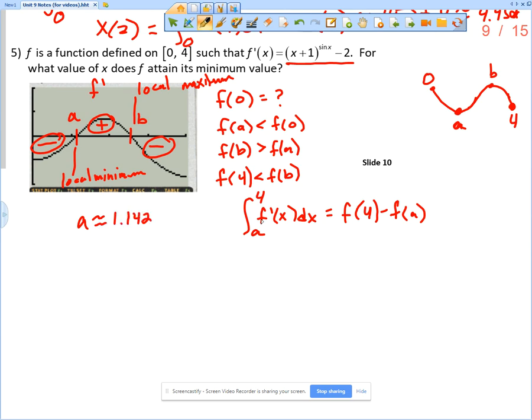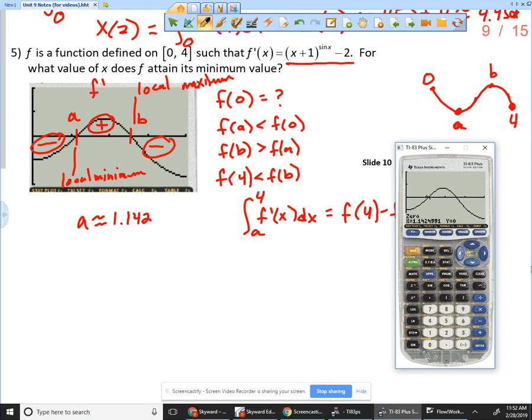So when I do this calculation, I'm going to integrate from 1.142 to 4. All right, so now back to my calculator. Get out of this screen, go to your normal calculate screen, and I'm going to type in math 9. And I'm going to type in the function. So what is the function? X plus 1 to the sine x minus 2. Or remember, this is just in y1. So you could just go vars, y vars, function, y1. Okay, so that's the function, comma, x, comma, 1.142, comma, 4.